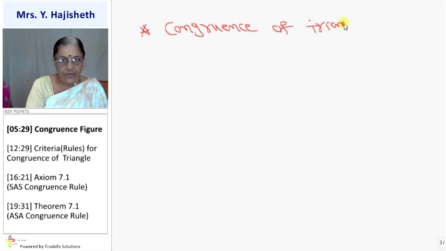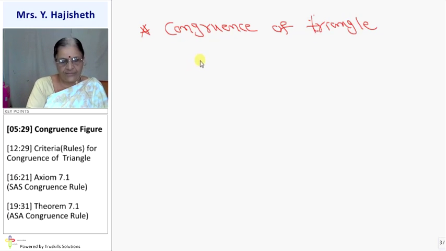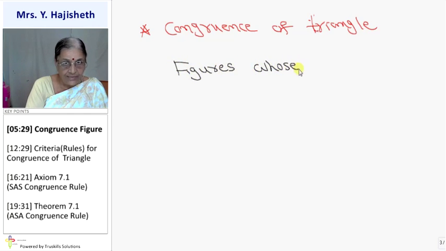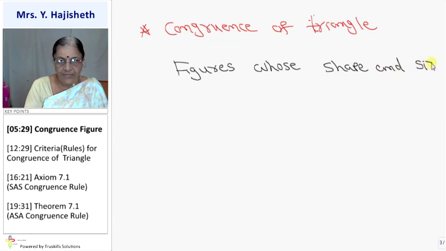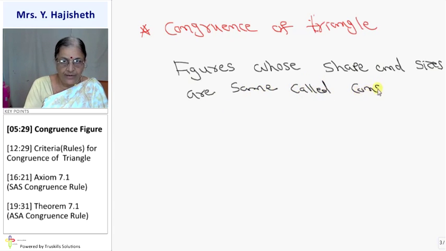Now, first of all, what do you mean by congruent figure? Congruency is not only for triangles. Any geometrical figures in the world can be congruent. Figures whose shape and size both are the same are called congruent figures, okay?